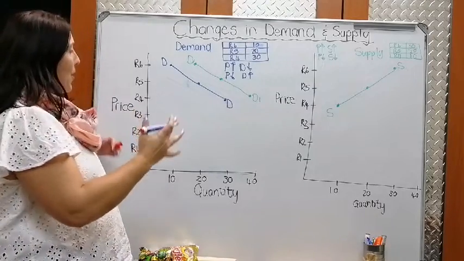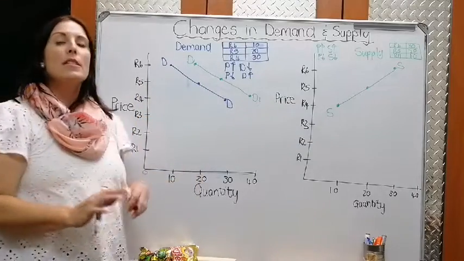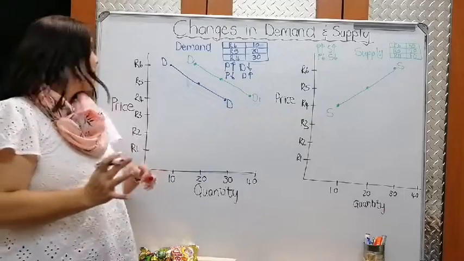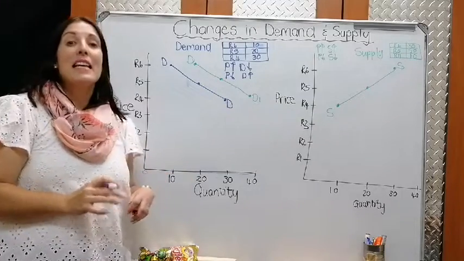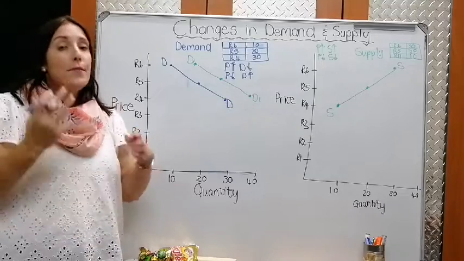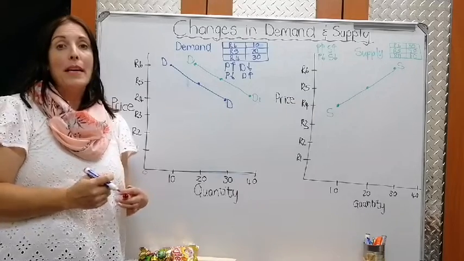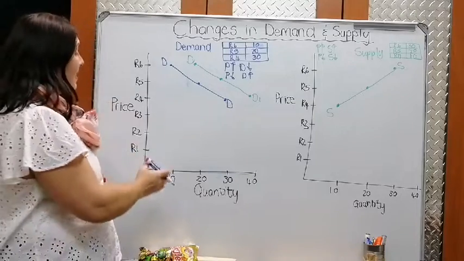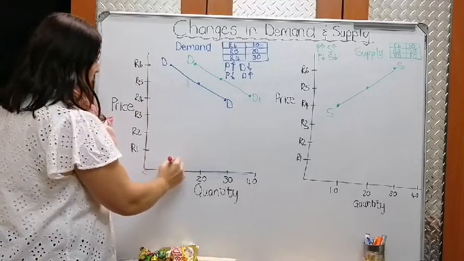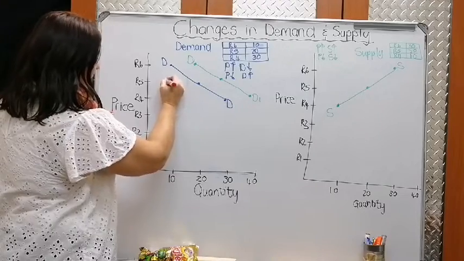Okay, so let's say the price was R5, where originally we had about 20 students who said, yes, I'll buy the packet of chips for R5. Now there's less money. Fewer students can now afford to pay R5 for that packet of chips. So let's say only 10 students will now be prepared to pay R5 for the packet of chips. So if we go up, it would more or less be here.